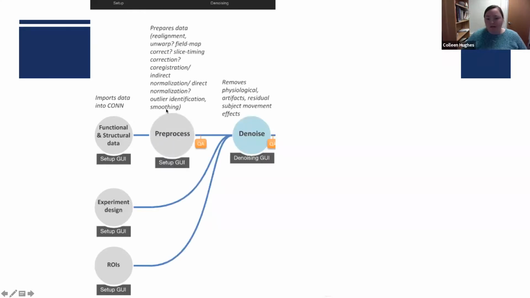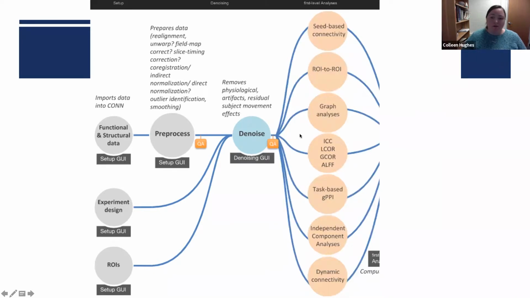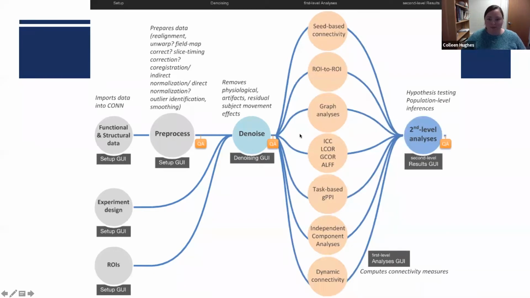So you pre-process your data in all the ways that you do. And then you do some further denoising, removing of physiological artifacts, subject motion, and they give you really detailed quality analysis information at every step. You do your first levels and then your second levels. Looks pretty basic. Again, I'm mostly working within the ROI domain.